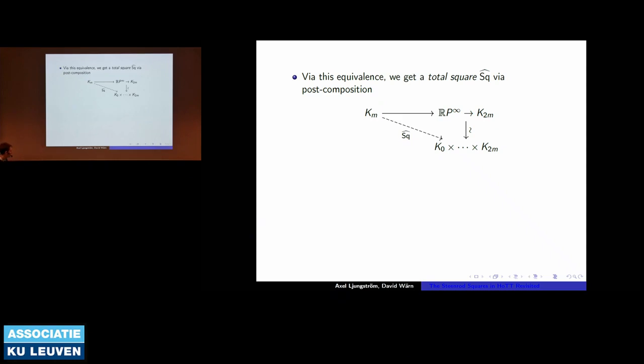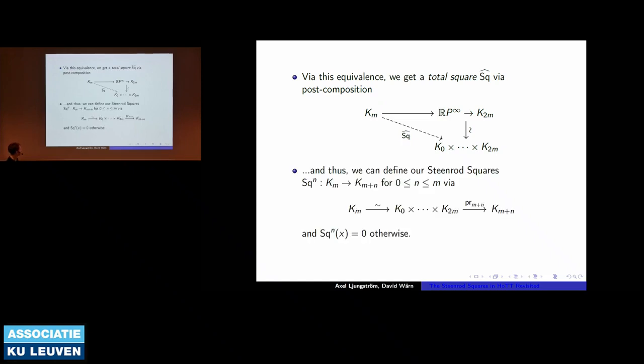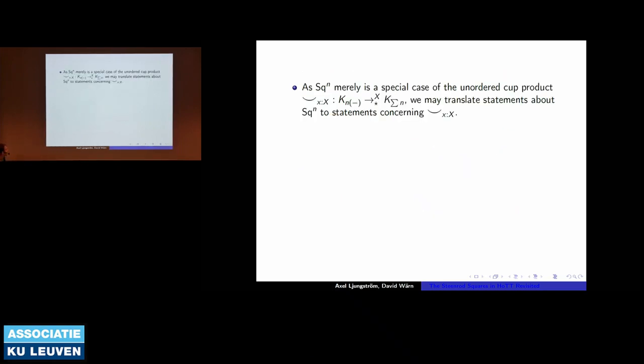Now we're approaching the right thing, because we can now define the Steenrod squares by just saying that SQn, a map from Km to Km plus n, will just be this map composed with the m plus nth projection. If this makes sense. If it doesn't make sense, we just say that it's 0. And that defines the Steenrod squares. So it's a very strangely roundabout definition, considering how easy other things are to define when it comes to cohomology in HoTT. But the Steenrod squares, they have a very roundabout construction.